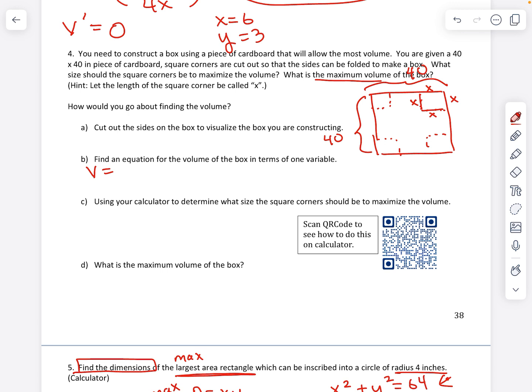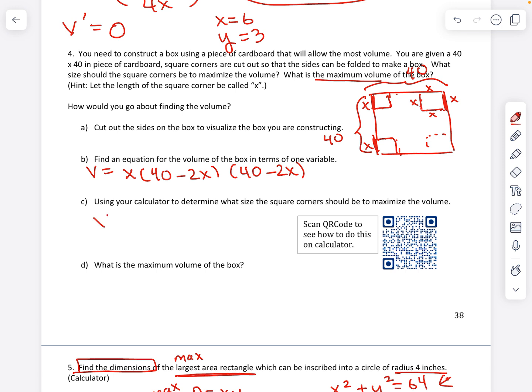If you think about this box that gets folded when you cut out these corners, notice the height of the box is going to be x, and then we need the length and the width. Notice you started with 40, but you're cutting out both of these pieces. So the length is 40 minus 2x. Same thing on this side, right? You had 40, but then you cut out both sides. So this is my volume equation in terms of one variable.